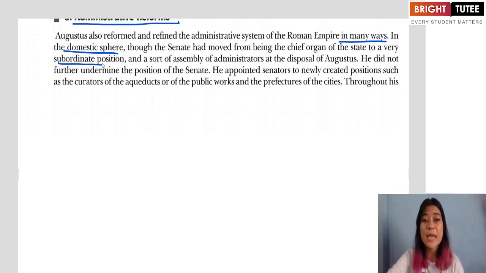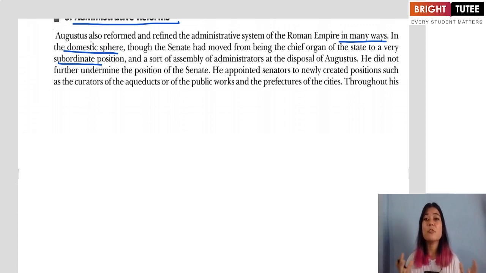Now, what he did was he removed the Senate from its position. The Senate was a very important body of aristocrats in the Roman Empire. It was one of the chief organs, one of the chief important components of the empire or its administration. From how important a body it was, it was moved to a subordinate position. From a very, very important position, it was brought down to a less important position. So now it became just an assembly of administrators.